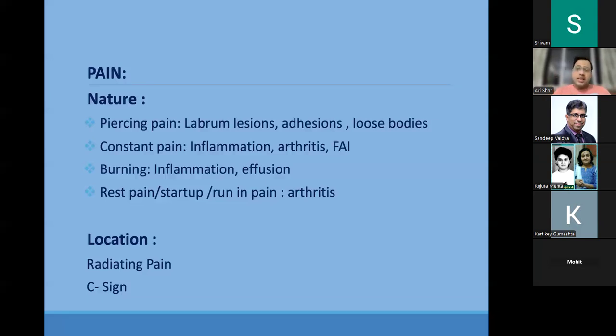Any piercing pain in movement usually can be because of labral situations or adhesions, loose bodies. Constant pain is usually inflammatory. In motion, it is FAI, but constant pain and night pain is usually a precursor to arthritic pain. Burning type of pain can be in inflammatory conditions or the starting of infections. Rest pain, startup pain, and pain during continuous motion is usually arthritic pain.